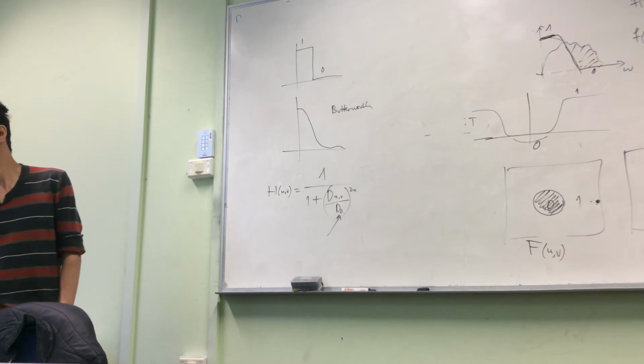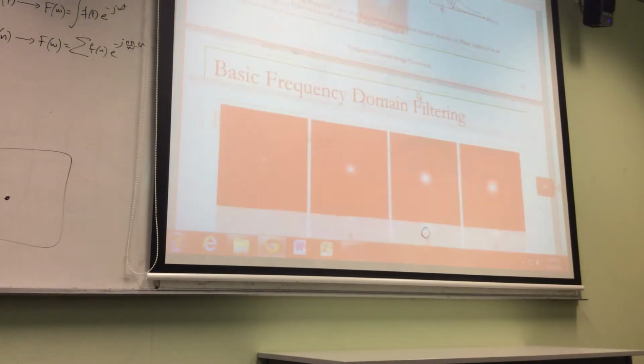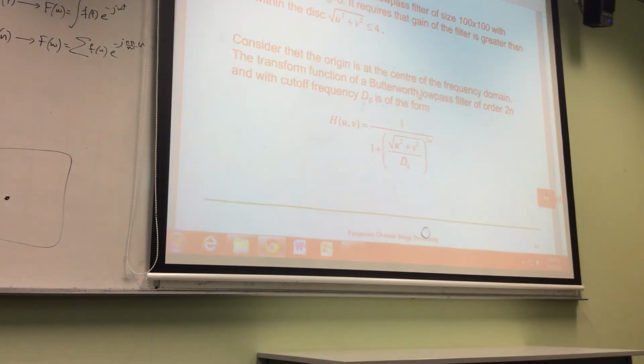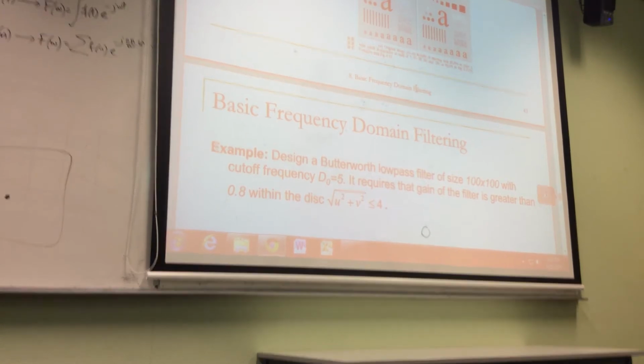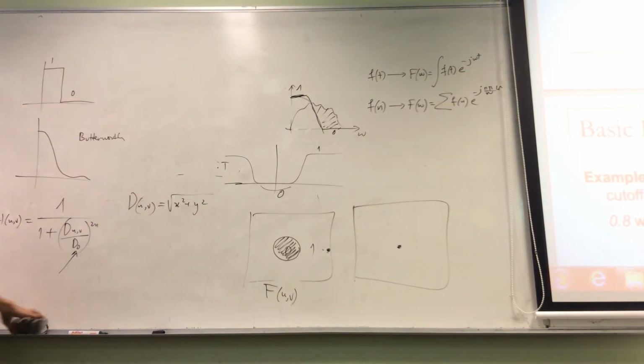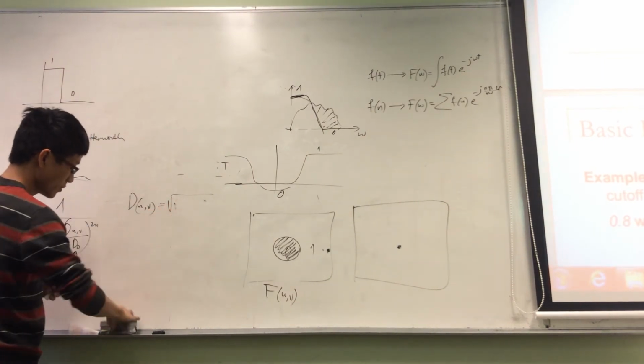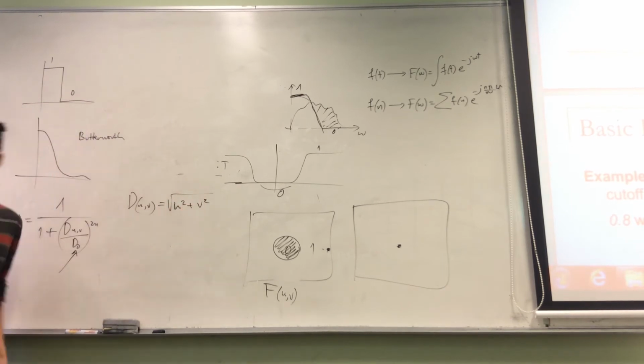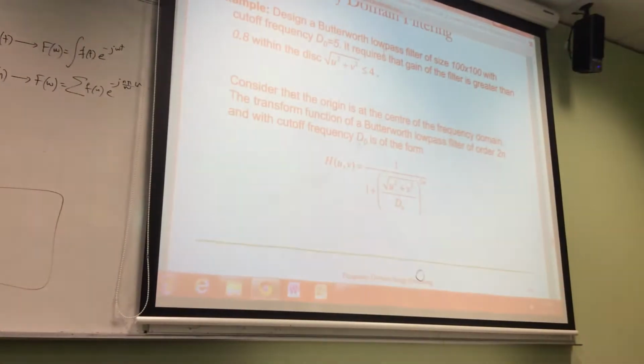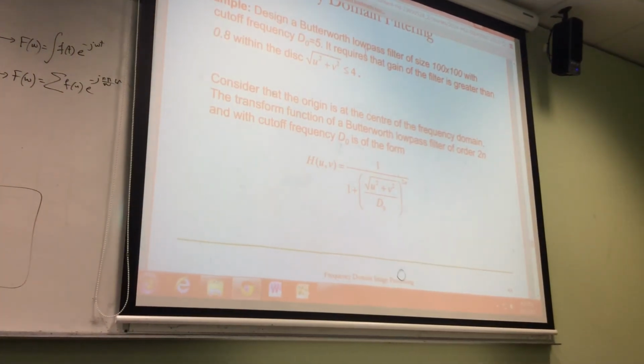Anything else here? These are the questions they are probably going to give you. D(u,v) is equal to the square root of u squared plus v squared. And this one is an example from past exams. Actually, they changed the numbers a little bit.